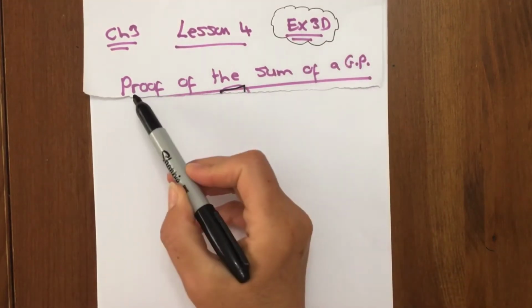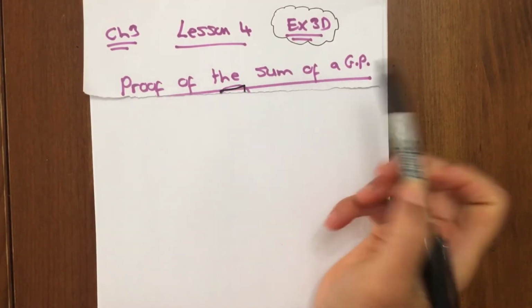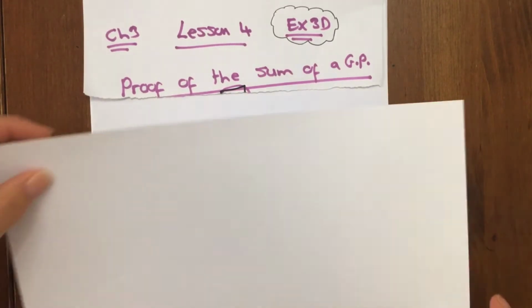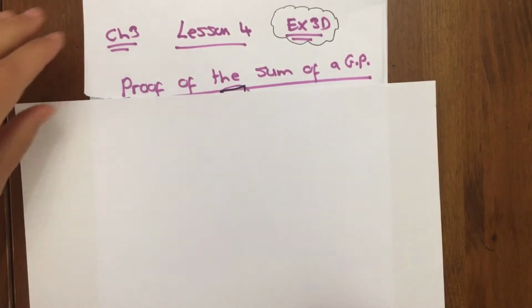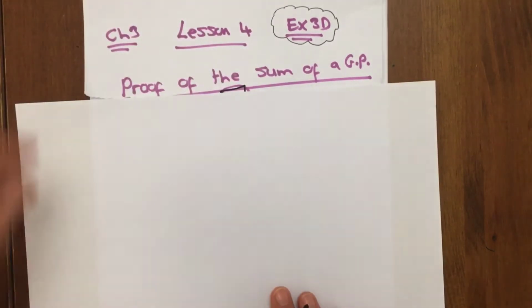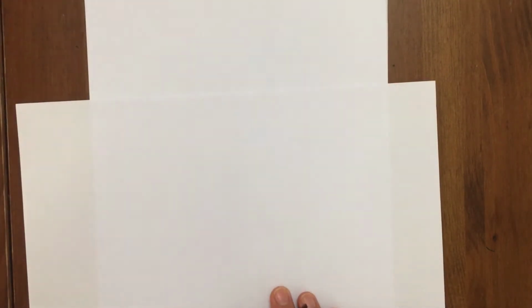Right, we're going to look at the proof of the sum of a GP today. And to do that, before we look at what the proof is, we are going to just remind ourselves of what a geometric progression is. So title in your books, what a geometric progression is.